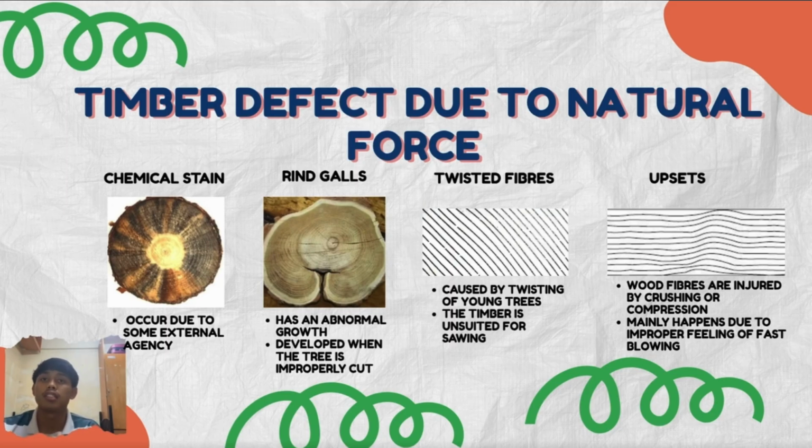Second is rain galls. Rain galls are abnormal growths on the tree caused by injury or improper cutting. This creates an uneven grain and weakens the timber.